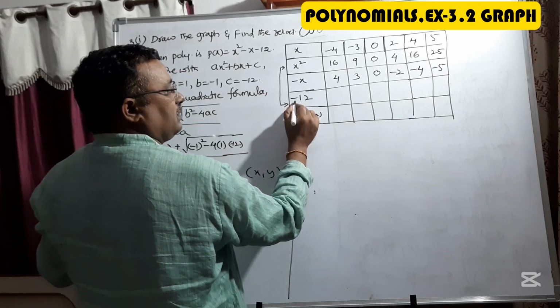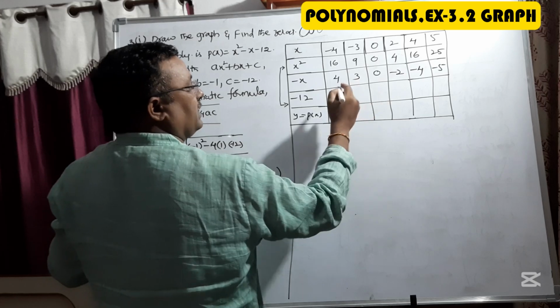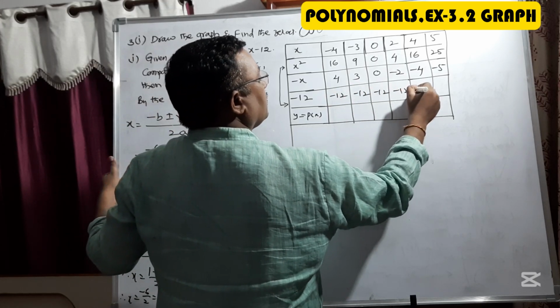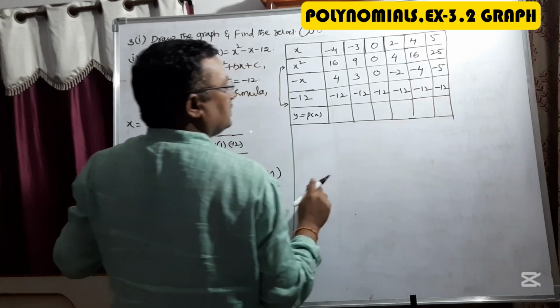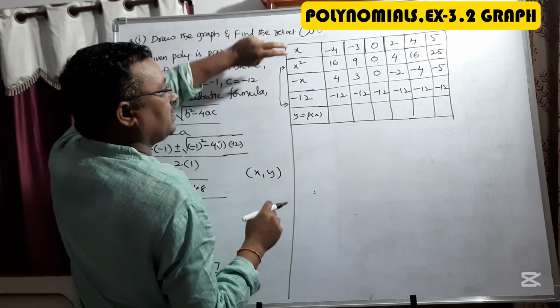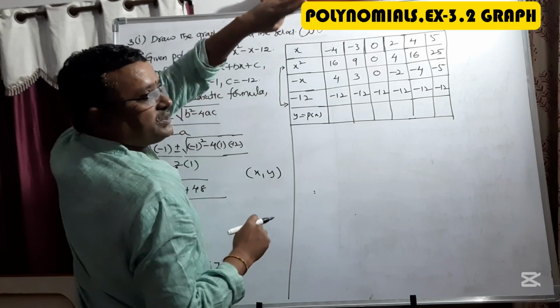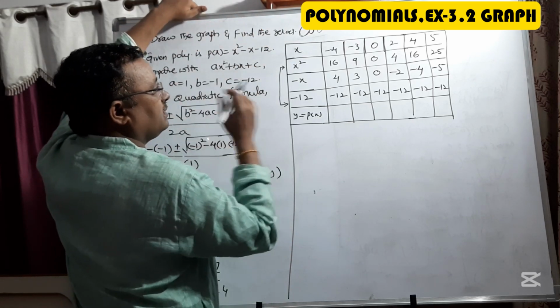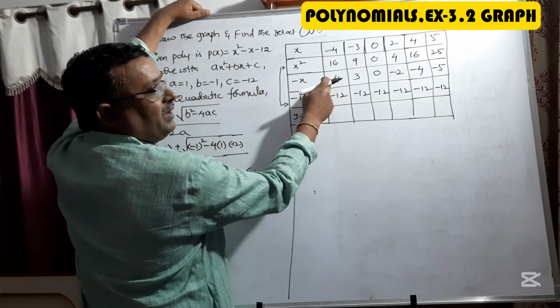Next, the third term is minus 12. It is a constant. Write minus 12 directly in every row. Now add these three terms only. Don't consider the first row, Nana. Add these three terms. Their sum is the polynomial. So 16 plus 4, 20.